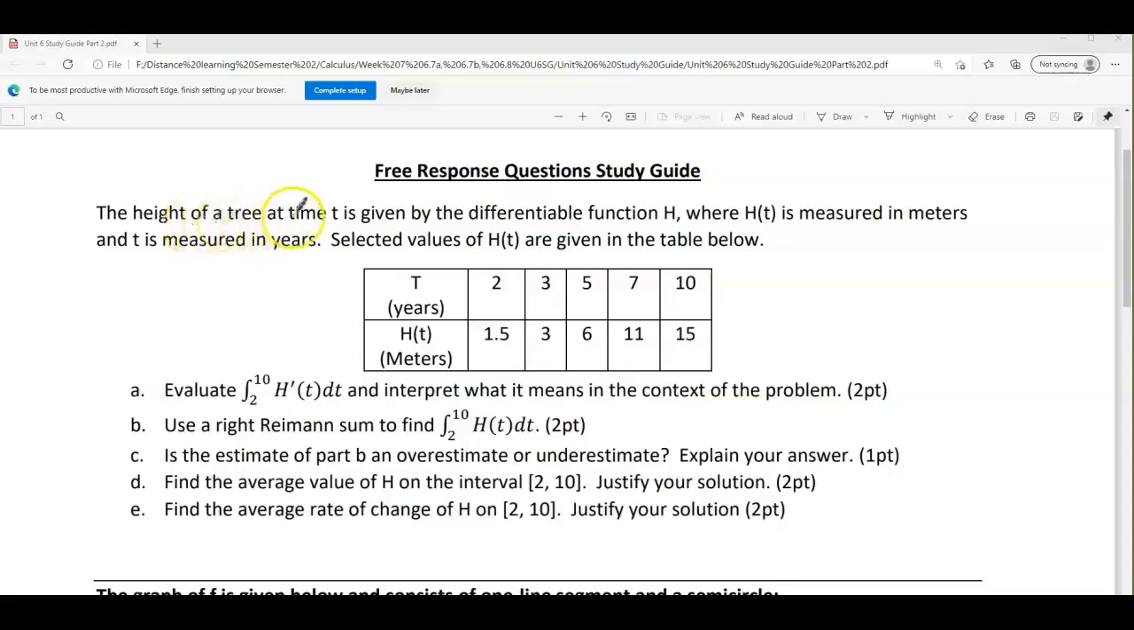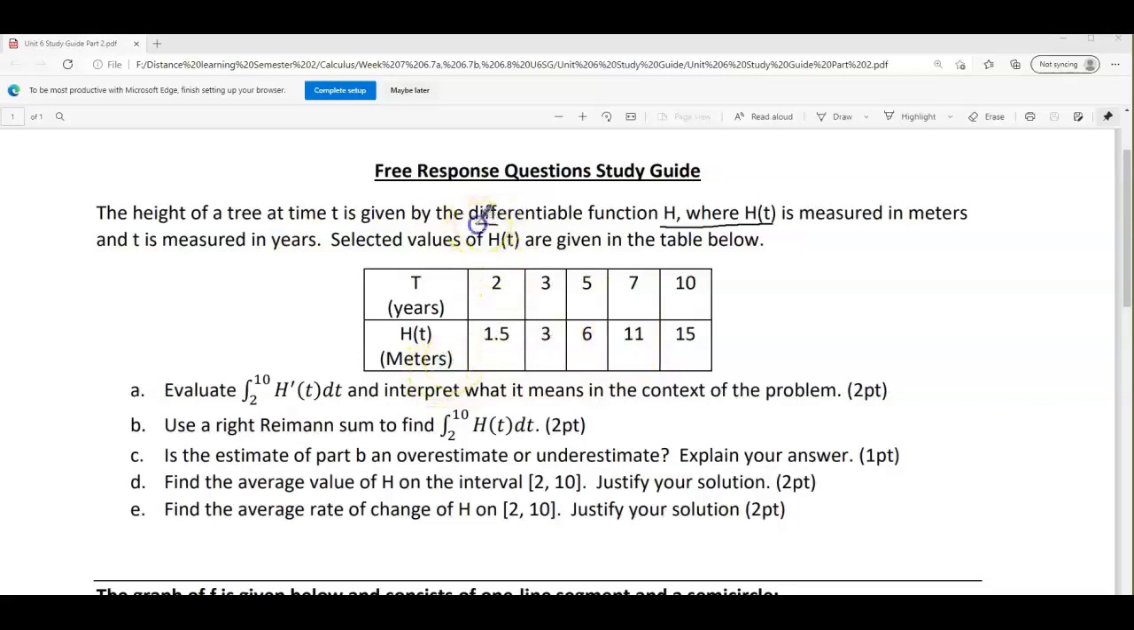First of all, we have the height of a tree at time t is given by a differentiable function h, where h of t is measured in meters and t is measured in years. Selected values of h are given in the table below. So at 2 years, the tree is 1.5 meters. At 3 years, it's 3 meters. And at 7 years, it's 11, and so on and so forth.